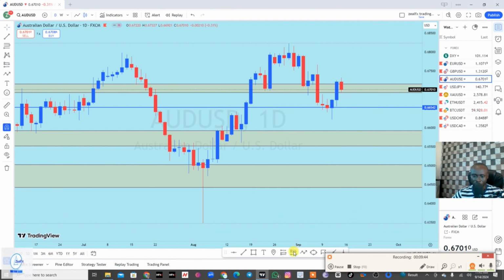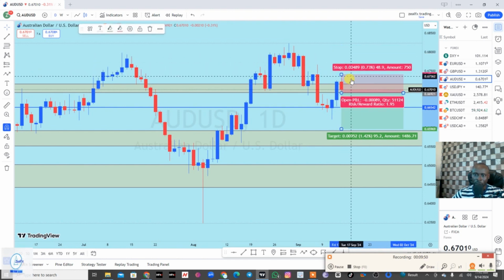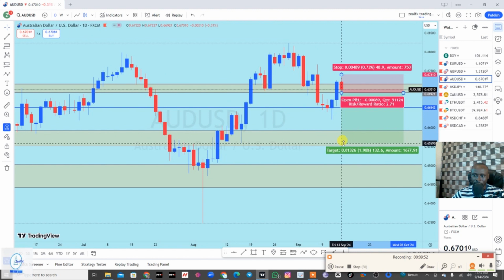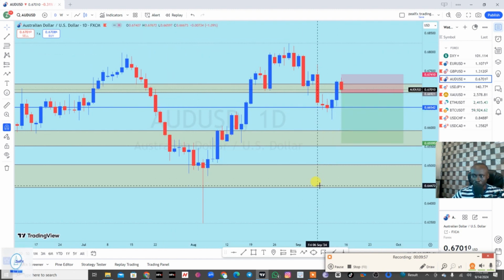So we will be looking for a sell opportunity with our sell stop around this level, then our take profit will be around this area. So that is my analysis for the Australia USD.